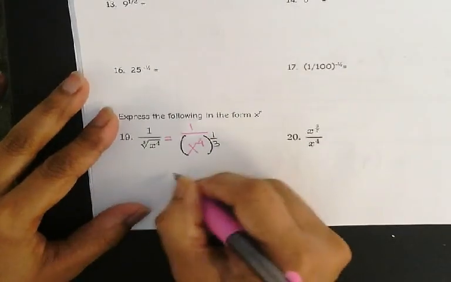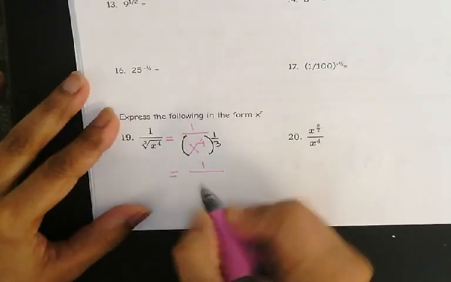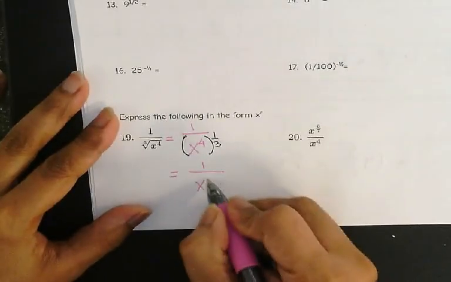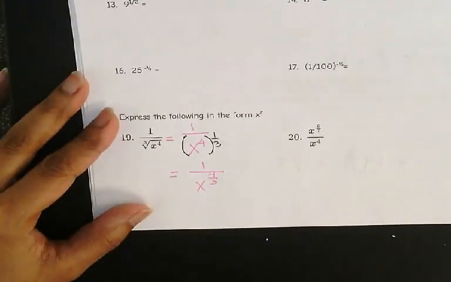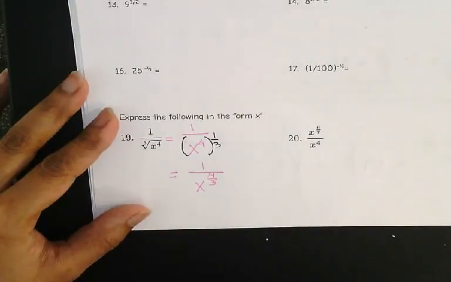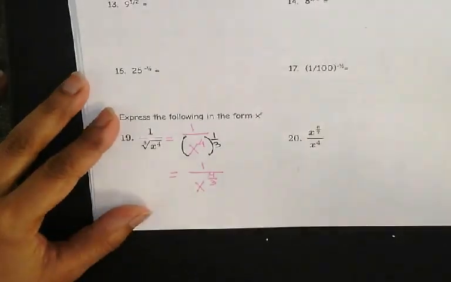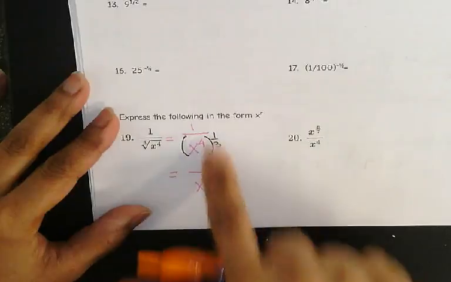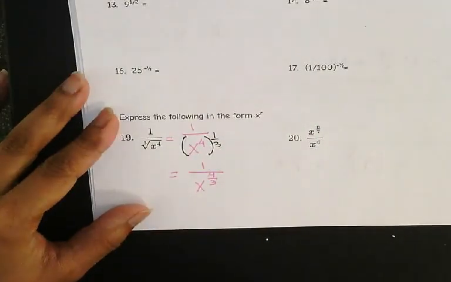4 over 3. So it's going to be 1 over x to the power 4 over 3. Are we good up to here? That's a rule. Power over a power, powers will be multiplied with each other. And now, since I have 1 over something, how can I make it a regular one, not the fraction anymore?